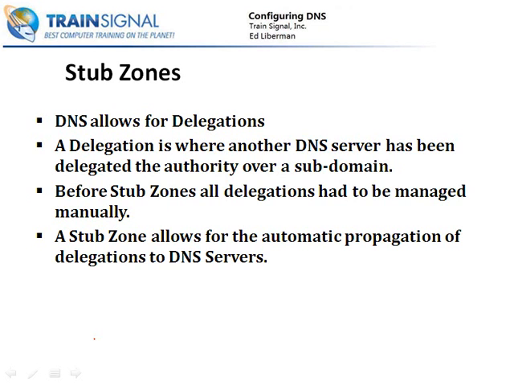Now, before stub zones, all the delegations had to be managed manually. Meaning if a parent server knew about a child server being a delegate for that specific zone, that child zone, and you add another server, the parent won't know about it unless you manually make an entry. With a stub zone, we now have automatic propagation of those delegations when new servers are added.